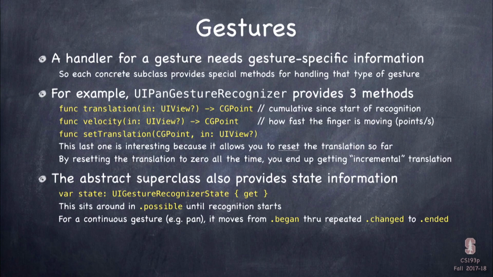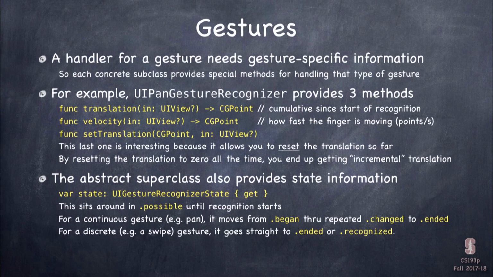Now, every time one of these state changes happens, that handler gets called. Whoever's handling this thing gets a chance to do something. So for a pan gesture, you get dot changed called every time the thing moves. And then eventually the finger goes up, and it ended, and you get dot ended. Okay? So your handler is just called every time the state machine changes.